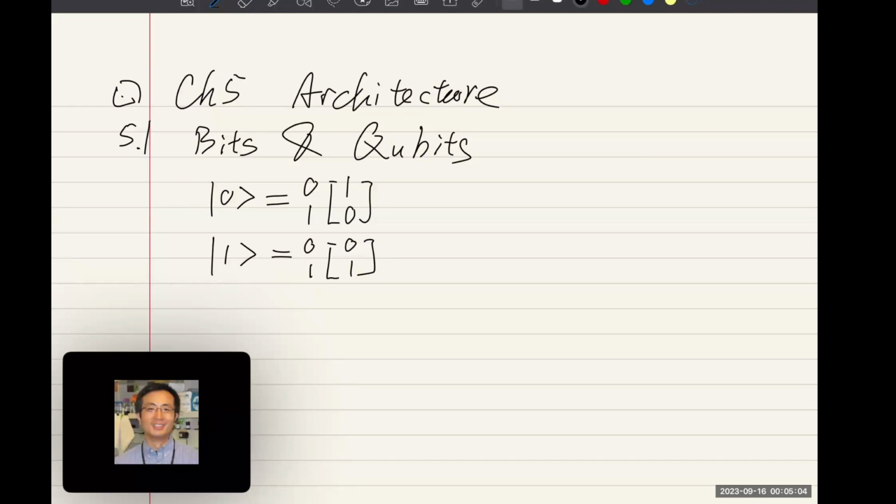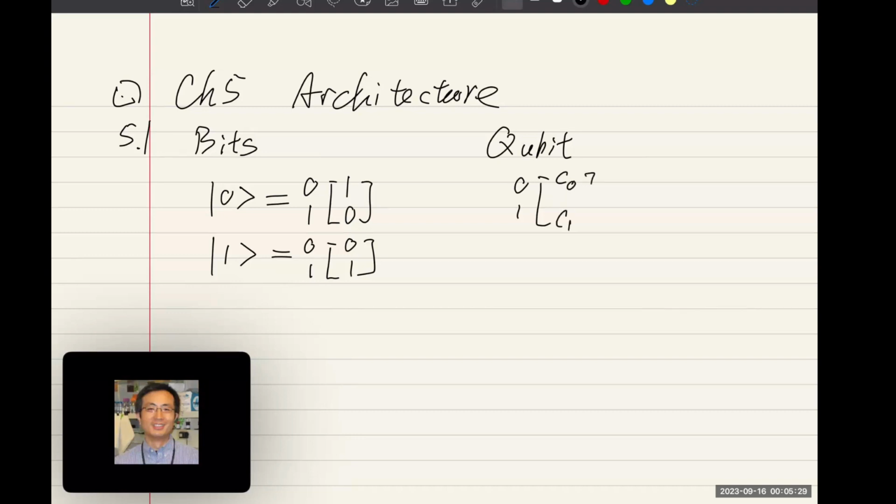Let's make it more clear. This is bits, and for qubits, which is short for quantum bits, in the 0 1 system we will have a complex number C0 or complex number C1. We define that the complex amplitudes squared, the sum of the squares, equals 1. So this is a so-called normalized vector.